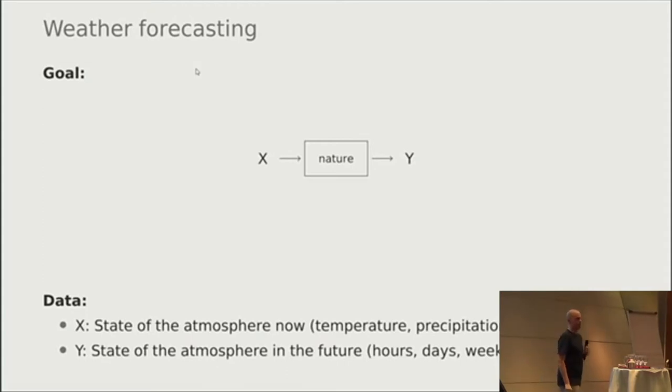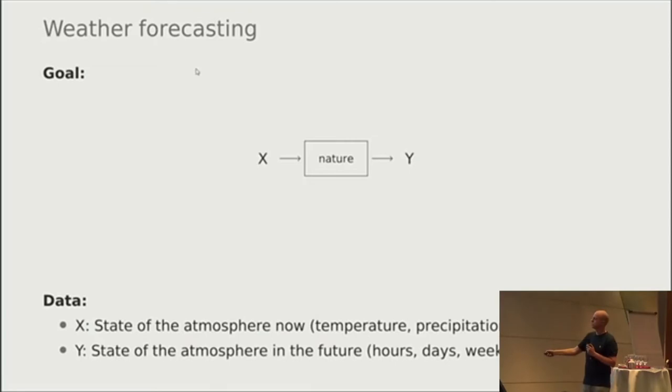So let's look at what we can do with this in practice. And I told you before, I collaborate intensively with colleagues from the atmospheric sciences department, and we want to do weather forecasting. So we have a problem where we have some inputs X and an output Y we want to predict, and we have nature as the process generating the output from the input. And in an abstract way to think about it, the X is the state of the atmosphere now when I'm making the prediction, and this would involve temperature, precipitation, wind, air pressure, and so on and so forth. And the Y we're predicting is also something of the state of the atmosphere at a point in the future, 1 hour ahead, 1 day ahead, 1 week ahead or something.